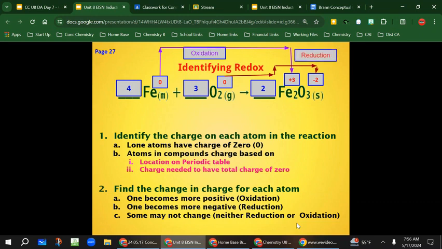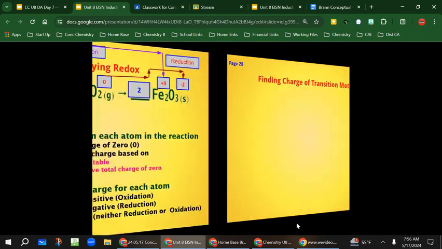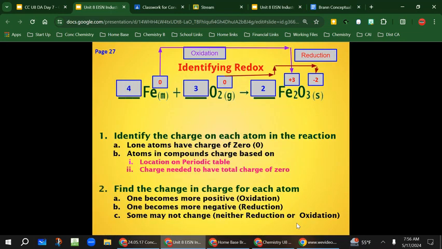There's the reduction part, ladies and gentlemen. This charge is actually being reduced. It is undergoing reduction. It is becoming more negative. Okay? So in this example, iron undergoes oxidation, oxygen undergoes reduction.